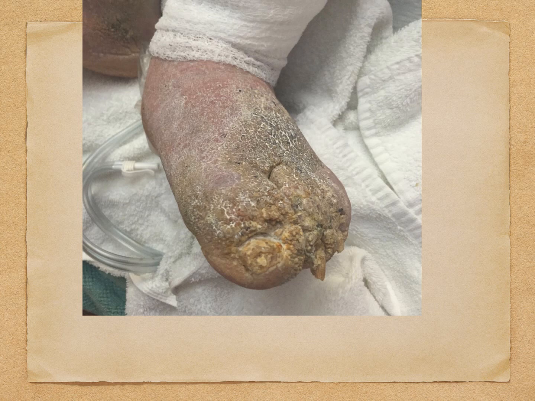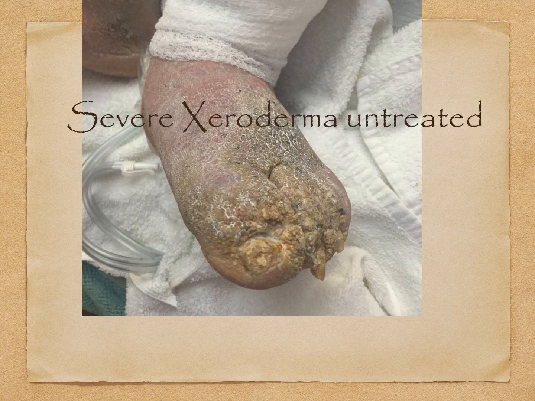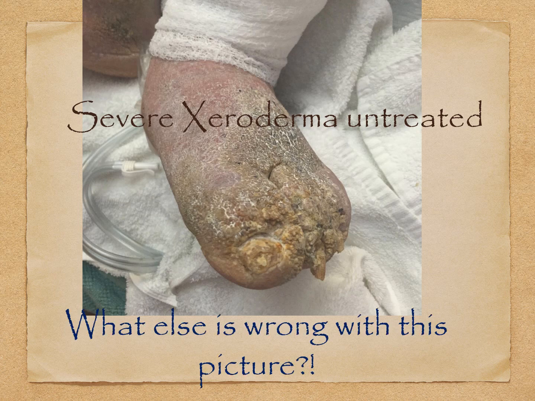All right, this is an old slide of mine, but this is a good illustration of xeroderma, very dry skin, okay? Now, what else is wrong with this picture? Well, he's got a cord underneath the back of his heel. He had a vac. That's a vac for a heel ulcer. Toenail was pretty bad.